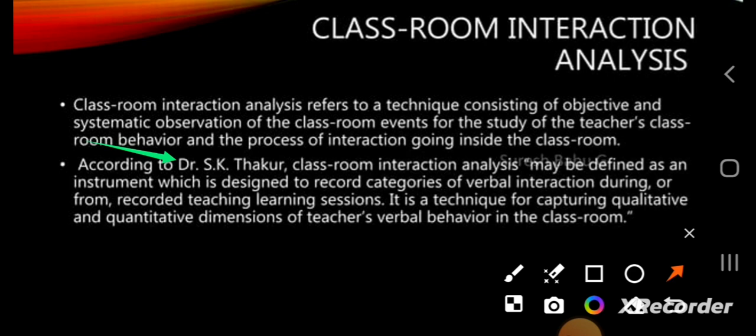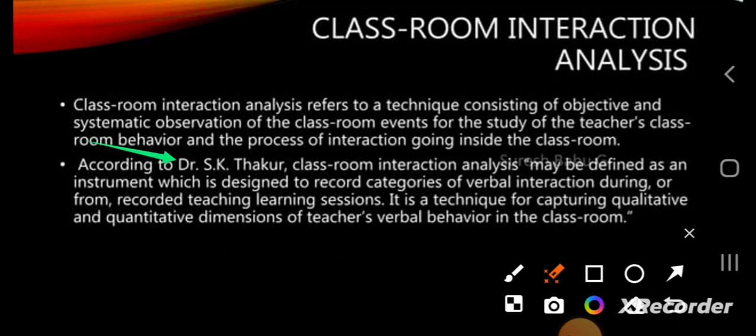Objective and systematic observation. This means that the analysis is conducted in a structured manner, aiming to minimize biases and ensure that the data collected is reliable. Observers record interactions without personal interaction or subjective influence.